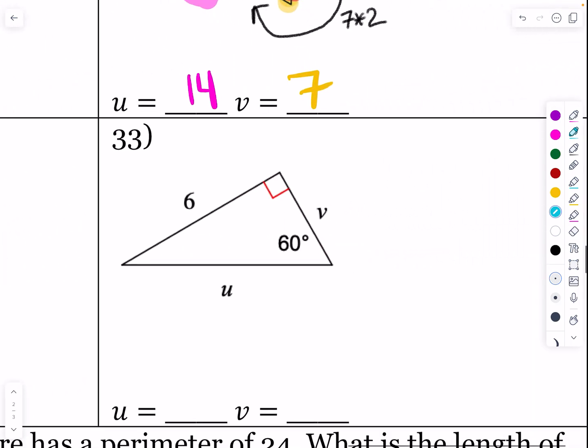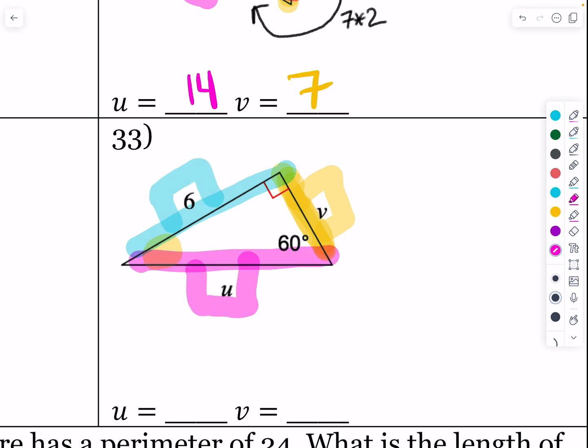All right, last one for this video, number 33. I have a 30, 60, 90 triangle. I always start with that. That has to be 30, so that's V. I have my long leg is given. It's 6. And then I have my hypotenuse, which is U. So we're going to have to go from blue to yellow and then from yellow to blue.